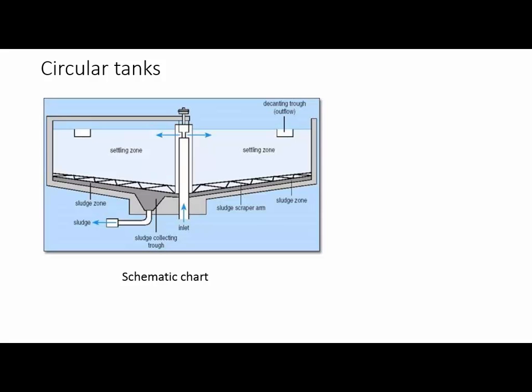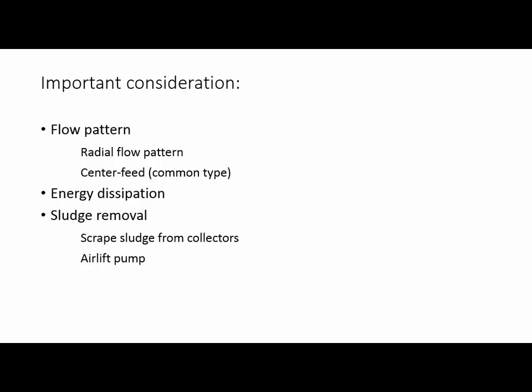Now I'm talking about the circular tanks. Circular tanks are pretty much like rectangular tanks, and they also have four parts: the inlet part, the outlet part, this is the settling part, and this is the sludge storage part. And it also has three important considerations. The first one is the flow pattern.